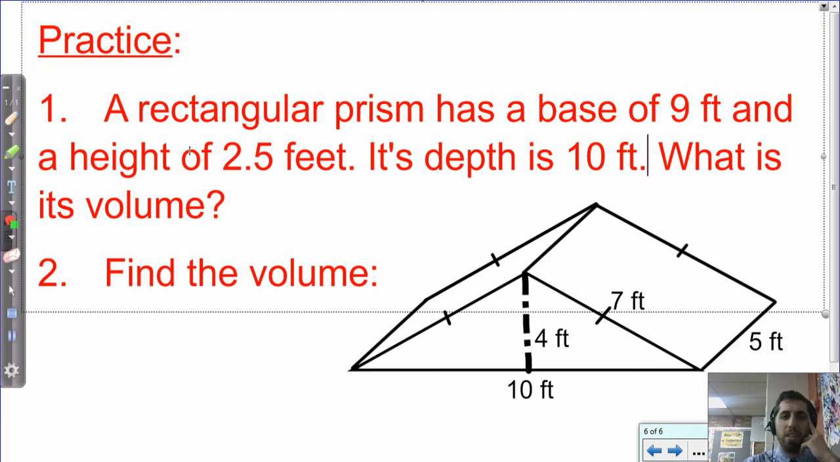So again, first I would draw this rectangular prism, find the front face, and again, we're just multiplying by the depth. That's the only added step, and you'll find how many cubes or cubic units will take to fill it.